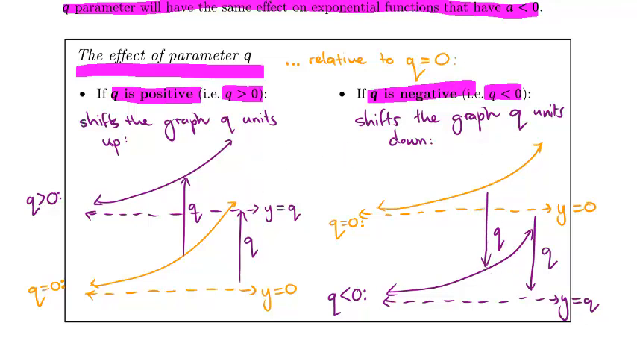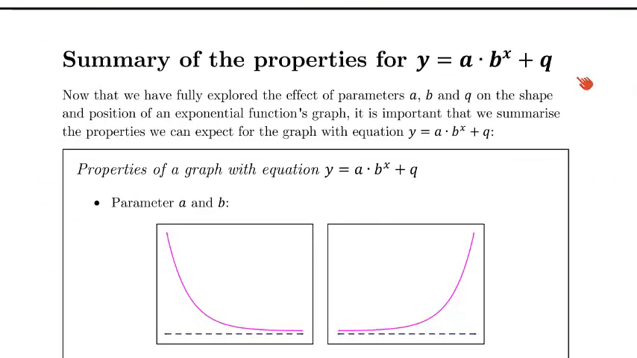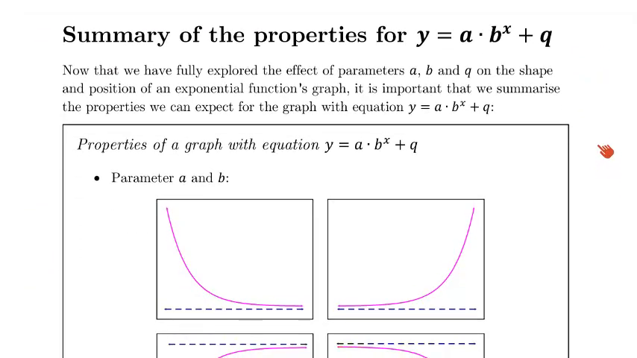It shifts up or down depending on if it's positive or negative, and it shifts everything up or down, guys. That's 3 out of 3 parameters done. And with 3 out of 3 parameters done, we can now summarize the properties for y is equal to a times b to the x plus q.